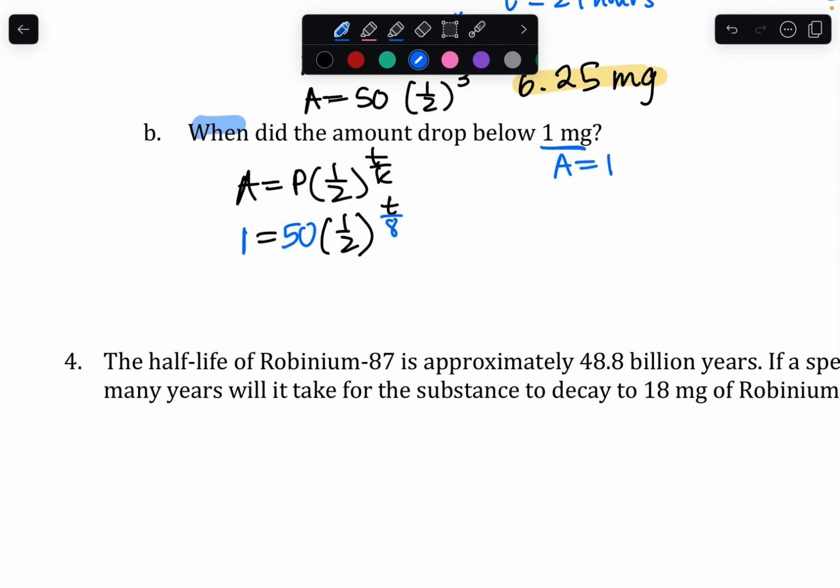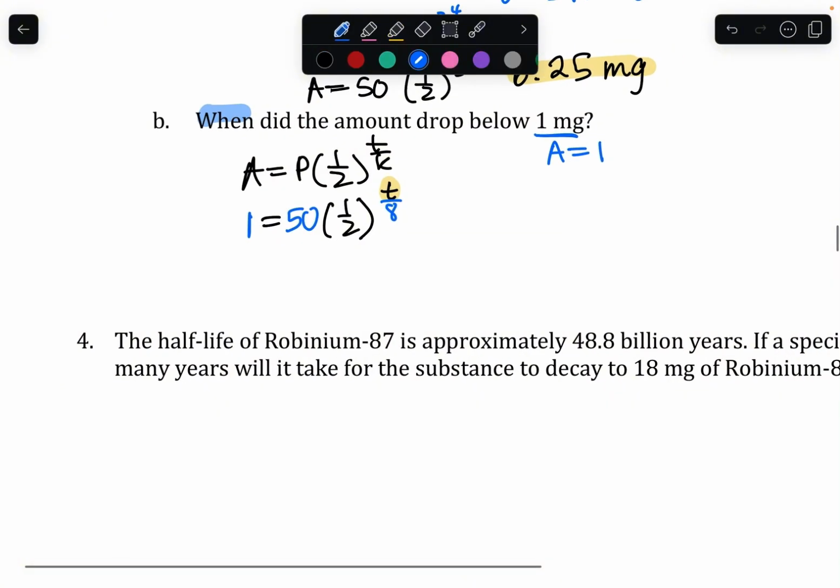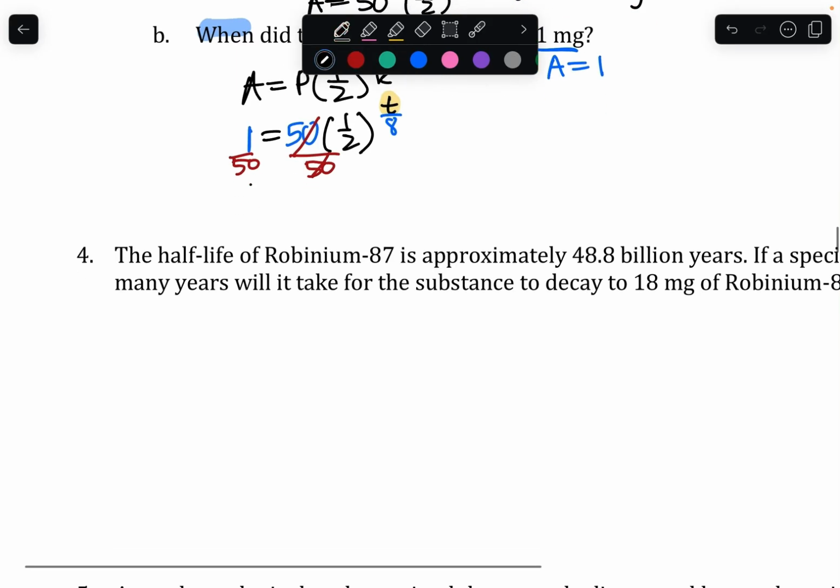And so now we need to solve for T up here in the exponent. That means we're going to need log again. Okay, so your first step here is divide both sides by 50. And don't go to the calculator until the very end. You don't want rounding errors. Okay, and so this becomes 1/50 equals 1/2 to the T over 8.